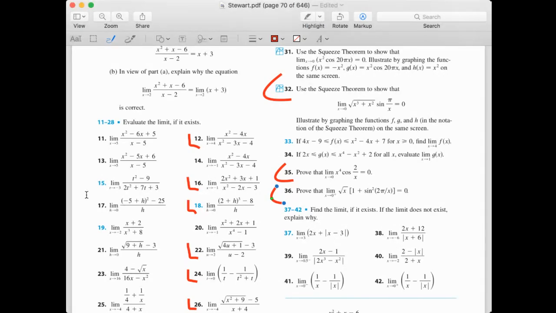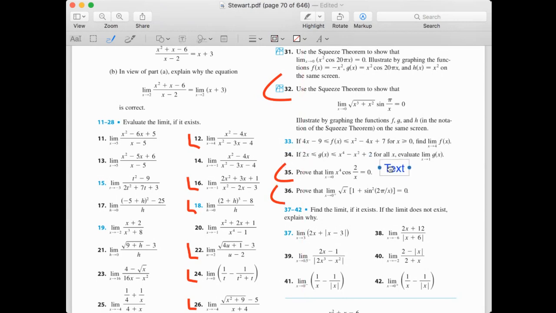Okay, so for 35, it says the limit as x approaches 0 of x to the 4 times cosine of 2 over x is equal to 0. What I actually did was use the trigonometric identity, the half angle identity: cosine of x over 2 equals plus or minus the square root of (1 plus cosine of x) over 2. I noticed that 2 over x is the reciprocal of x over 2. So you can rewrite this expression as 1 over the square root of (1 plus cosine of x) over 2.